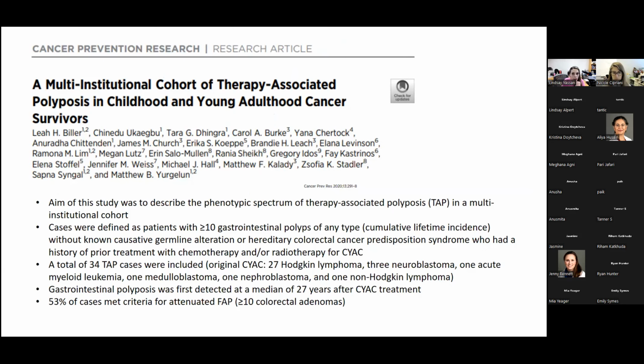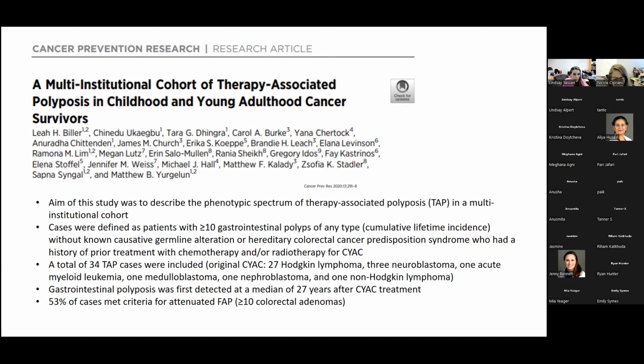So the last teaching point was being able to use the clinical history and diagnosis to offer additional insight and screening recommendations to the clinical team. So therapy-associated polyposis is a recently recognized entity, and it's long been recognized that any sort of radiotherapy or alkylating chemotherapy is associated with a risk of developing GI tract neoplasia. And this study examined therapy-associated polyposis and classified patients as those having at least 10 GI polyps over a lifetime incidence in both the upper and lower GI tract without a known causative germline alteration.